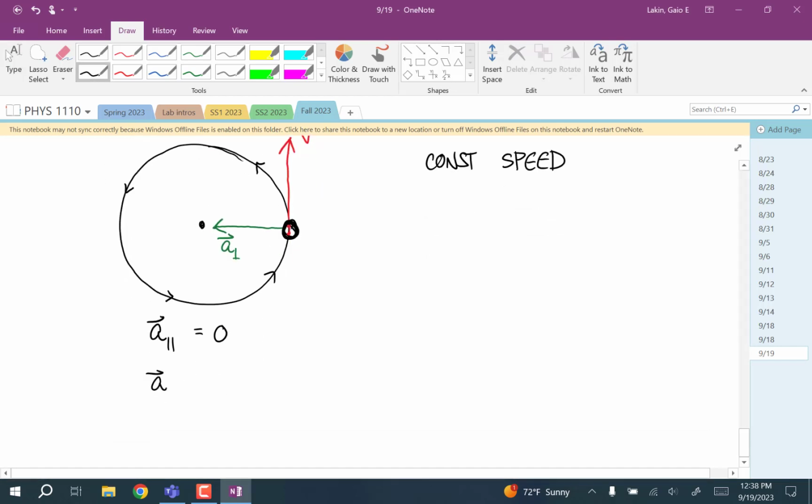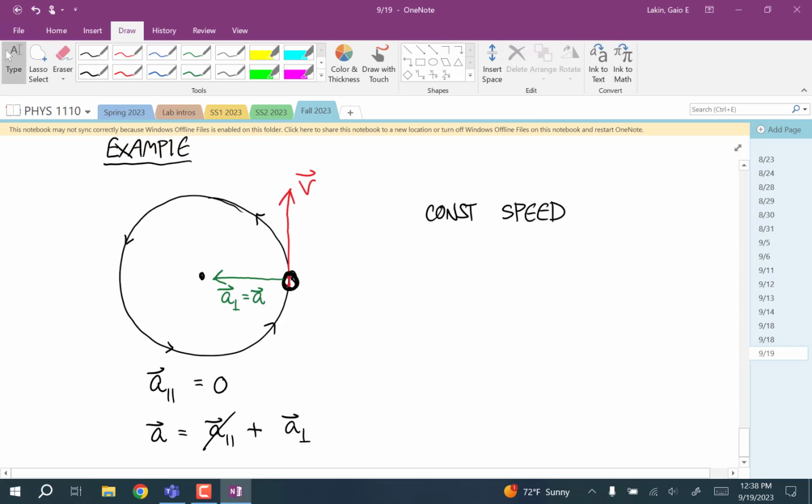So the total acceleration is A parallel plus A perpendicular. A parallel is equal to 0, so it's just equal to this. So for this object moving around a circular path with a constant speed, the acceleration is toward the center. Okay?